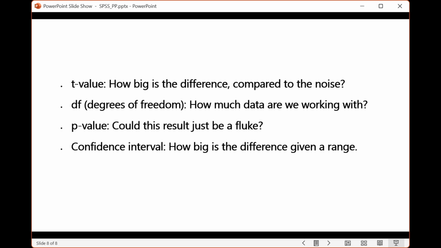So let's tie it all together. The t value tells us how big the difference is compared to the noise. Degrees of freedom tells us how much data we are working with. The p-value asks, could this result just be a fluke? The confidence interval tells us how big the difference is, given a range. So when you see all four of those stats lining up, like in our test, it's not just numbers. It's a strong, evidence-based answer to our question. And that's how you use stats, not just to analyze data, but to tell a story you can trust.